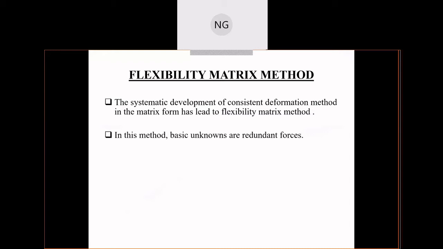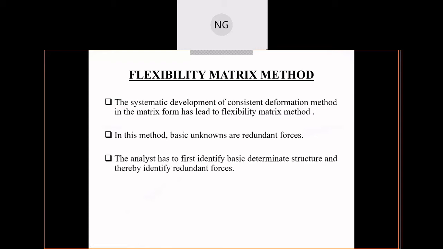In this method, the basic unknowns are redundants. The redundant forces mean unknown forces present in a member. Then the analyst has to first identify the basic determinate structure and thereby identify the redundant forces. The aim of this flexibility matrix method is to first identify the basic determinate structure, what are the determinate reactions present, and also identify the redundant forces.